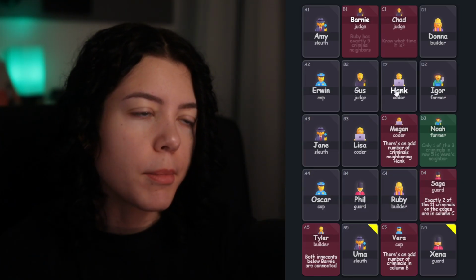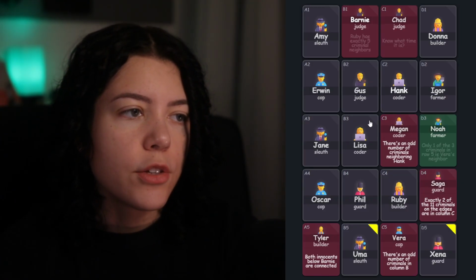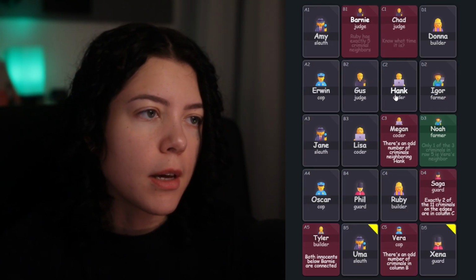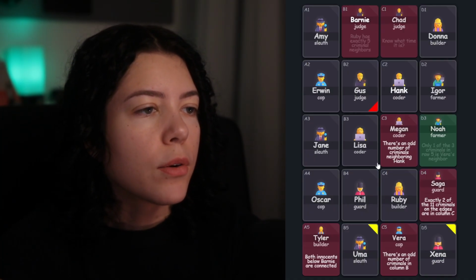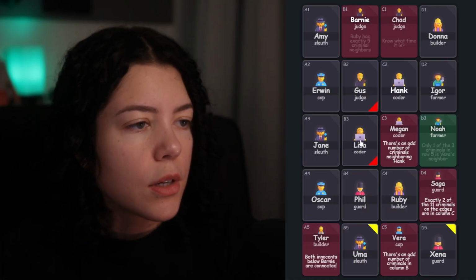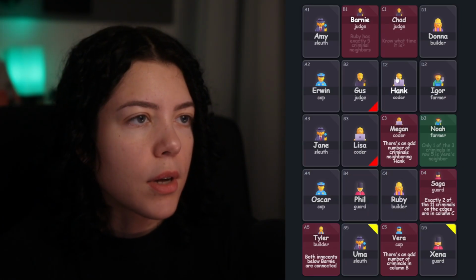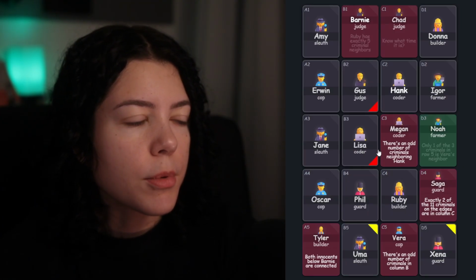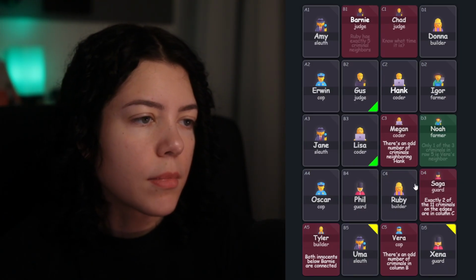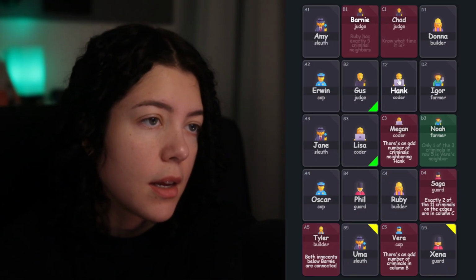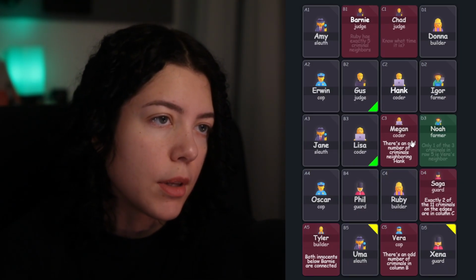But we gotta remember that Hank also has 2 people besides Barney neighboring him in column B. It could be that both of these guys are criminals, Lisa and Gus. In that case, Hank could have 5 criminal neighbors here. It could be that both of them are innocents. And if that's the case, Hank would have 3 criminal neighbors.